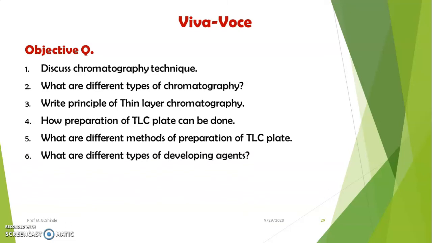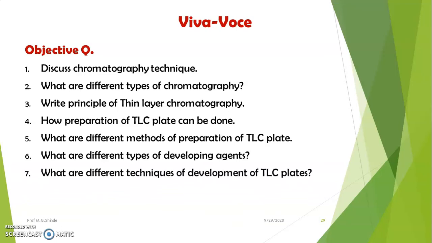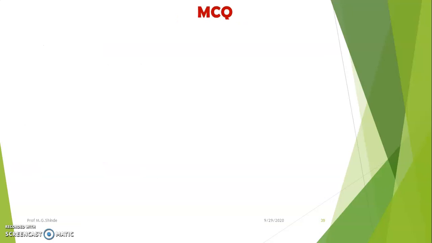The next question is, what are the different types of developing agents? There are two types, specific and non-specific. In the non-specific, we have seen the iodine chamber or UV cabinet, while in the specific, for carbohydrates or for aldehydes and ketones, we have seen 2,4-dinitrophenylhydrazine, or for amino acids there is ninhydrin reagent, etc. Then, what are the different techniques of development of the TLC plates? There are different techniques like ascending, descending, horizontal, or vertical methods of development of these TLC plates.